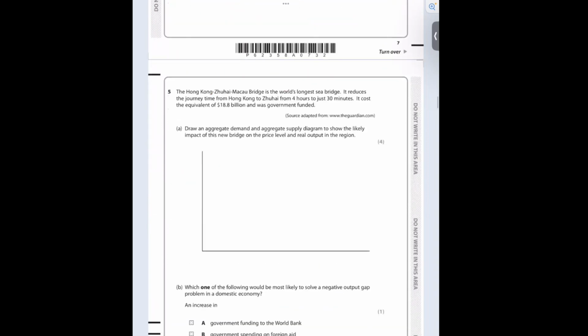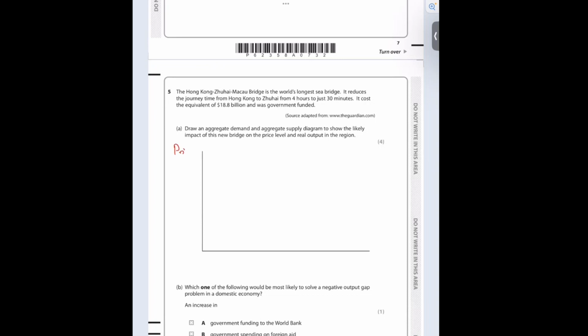Okay, the Hong Kong, Zhuhai, Macau Bridge is the world's longest sea bridge. It reduces the journey time from Hong Kong to Zhuhai from 4 hours to just 30 minutes. Wow. It cost the equivalent of $18.8 billion and was government funded. Draw an aggregate demand and aggregate supply diagram to show the likely impact of this new bridge on the price level and real output in the region.